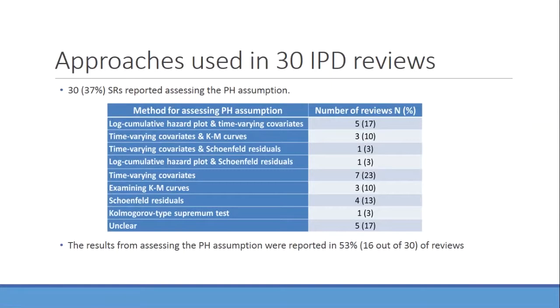The results from assessing the assumption were reported in 16 out of the 30 reviews, so just over 50%. So in 13 of the reviews, the PH assumption was reported to be valid. For 2 of the reviews, they reported the assumption was invalid and then used alternative methods. And for 1 of the systematic reviews, the authors explained that the PH assumption was valid for a few of the included studies, but invalid for 1 of the RCTs, but then did not go on to assess if the PH assumption was valid overall or not.